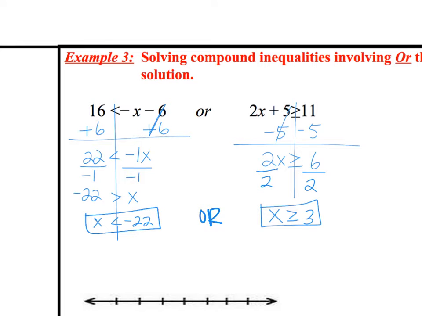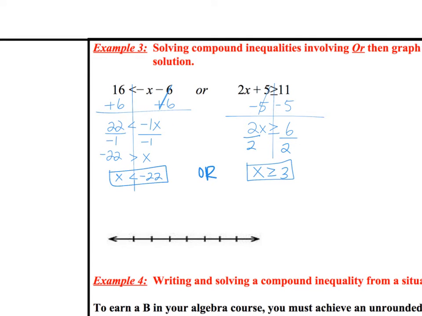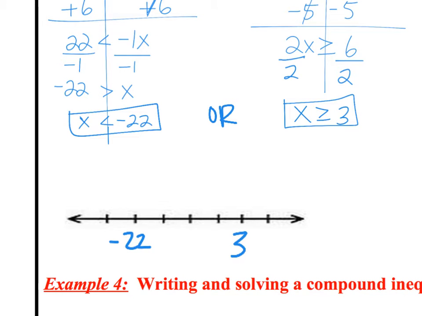So we're going to label negative 22 and we're going to label 3. We're going to leave them separate because they're OR. So I'll put negative 22 over here and I'll put 3 over here. Open. Less than would go which way? To the left. Smaller numbers this way, and then closed at 3 and greater is to the right. Check it. If you have an OR inequality, they should not overlap. If they overlap, then something happened.